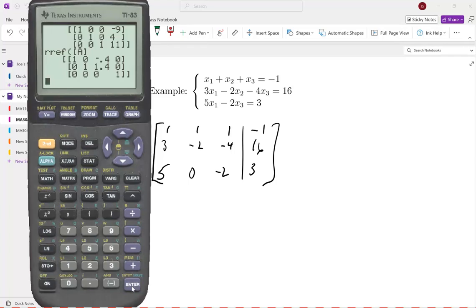What can you say about this particular system? No solution, right? Again, the augmented bar is here, even though we don't have to see it on the calculator. But notice, what does the last row tell you? 0 equals 1, right?